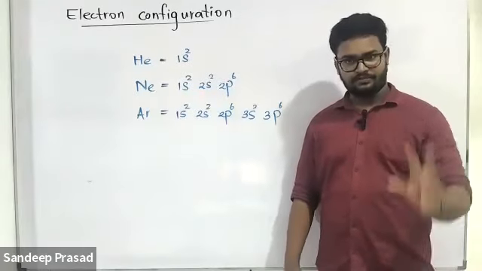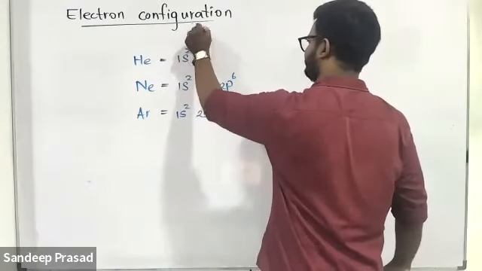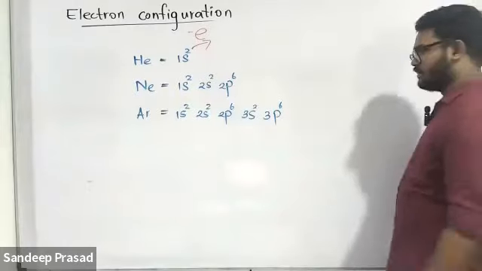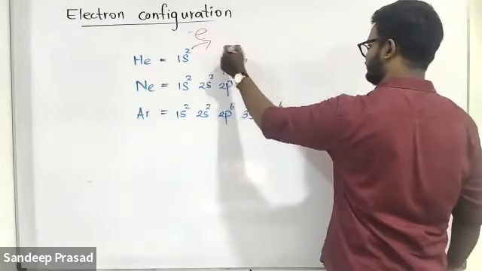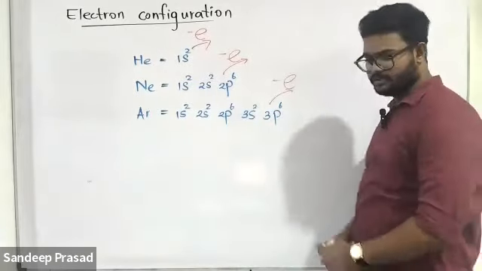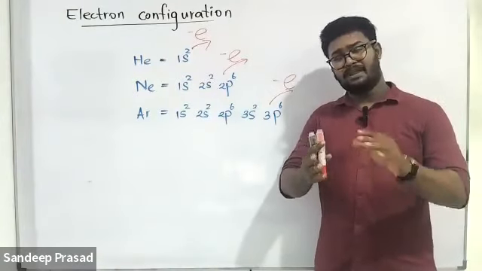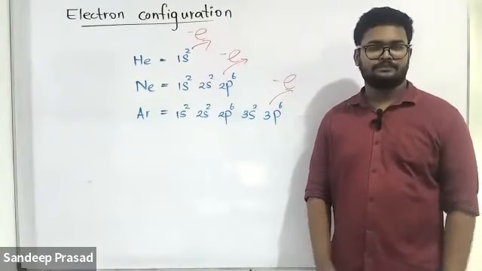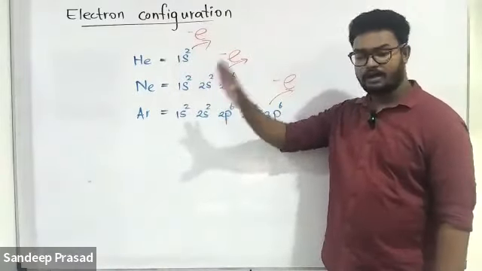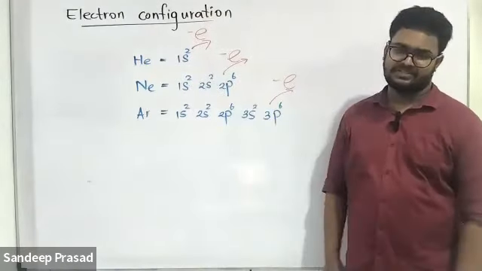If they are perfectly stable, how can you remove one electron from this stable configuration? How can you remove one electron from neon? How can we remove an electron from argon? Is it possible? Yes, it is possible, but we have to supply a lot of energy. That means helium, neon, argon-like elements have the highest ionization energy.